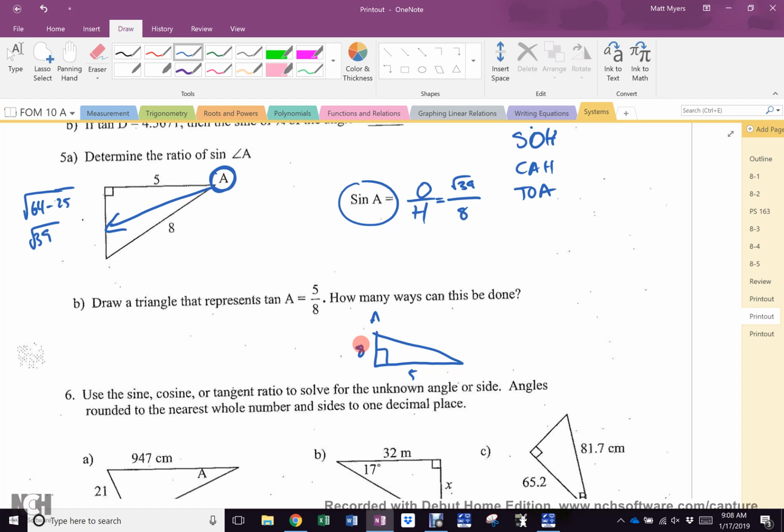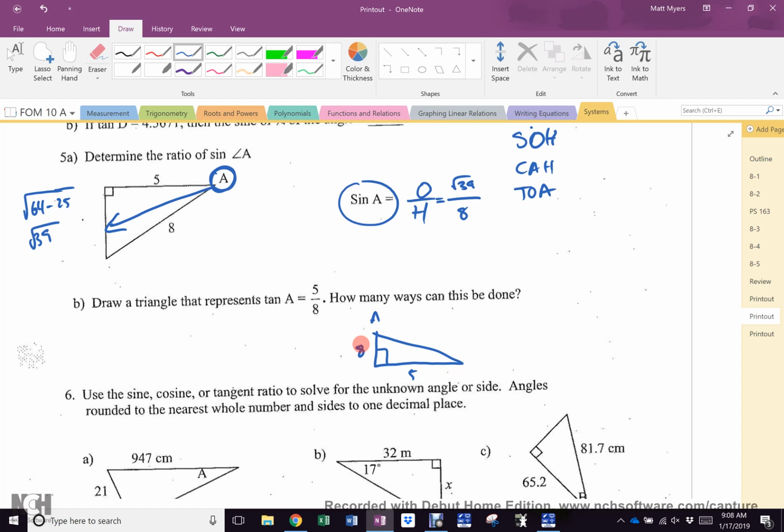Does that show me you understand the concept? It's opposite over adjacent. Would I give you full credit? It's out of 2. Would I give you 2 out of 2? Yes. Would I give you 4 on the 1, 2, 3, 4 scale? No. Why?